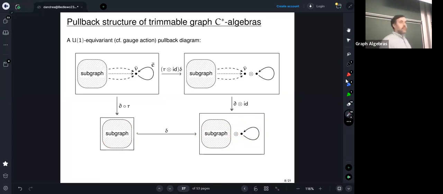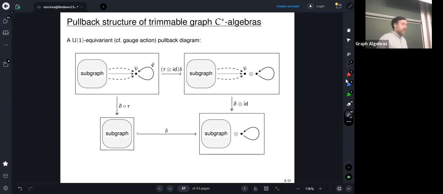This is the canonical gauge coaction, not weighted. On top here, we have the composition of this coaction with something. If you just coact, you get this tensored with functions on the circle. And after coacting, I do something on the first factor: I kill this loop. Using standard graph C*-algebra techniques, one can prove that this is a pullback diagram.